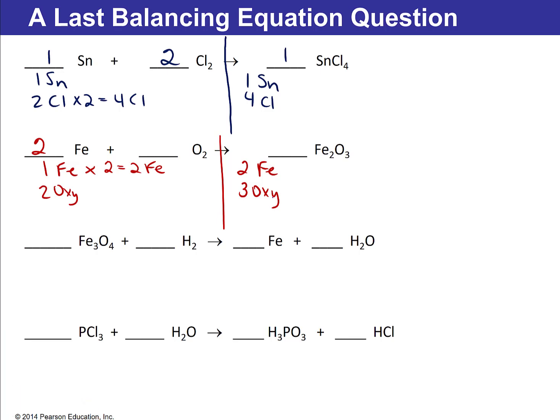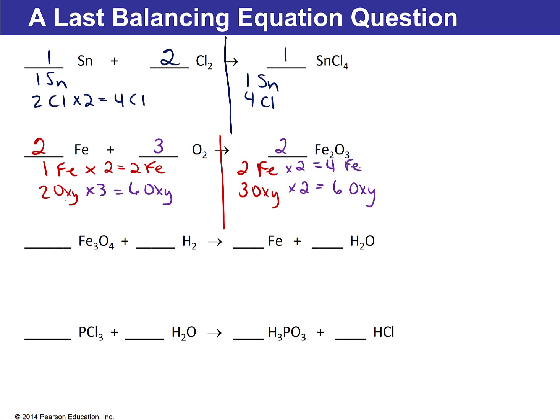So I have 2 on one side, 3 on the other side. So this one is lower. The only way, though, that I can make 2 and 3 equal is by thinking of the smallest number they both go into, which means I need to make them both 6. So that means that this has to get multiplied by 3 to give me 6 oxygen. This one's going to have to get multiplied by 2 to give me 6 oxygen. But do note that that's also going to double the number of irons.